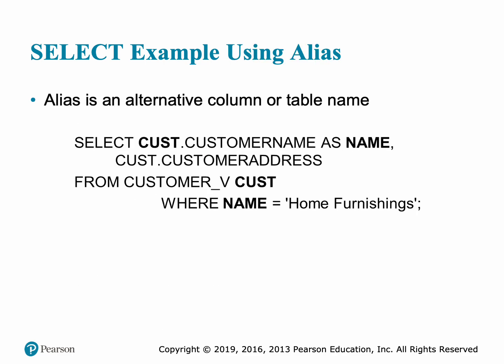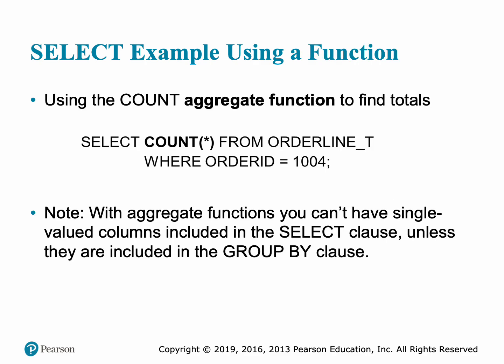Select example using an alias. Aliases are useful. They can often save only typing time when writing the query. Select cust.customer name as name, cust.customer address from customer underscore v cust, and cust is technically customer, where name is equal to home furnishing is another example.